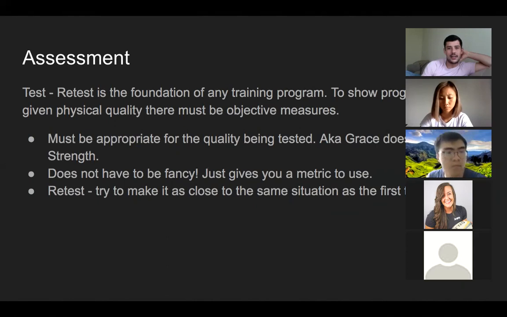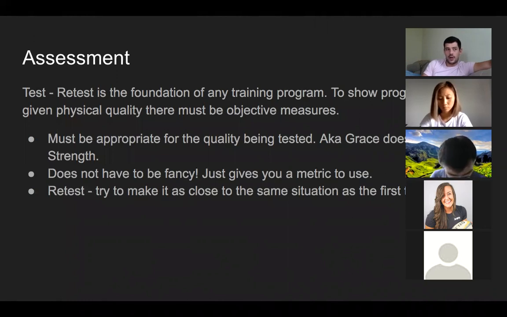The test-retest kind of underpins any training program that you might follow. If you don't test at the start and then retest at the end, you don't really have any objective measure to see whether you've improved or not. Just the feeling of, I think I've improved, can be really, really useful, but often you can be quite misguided.